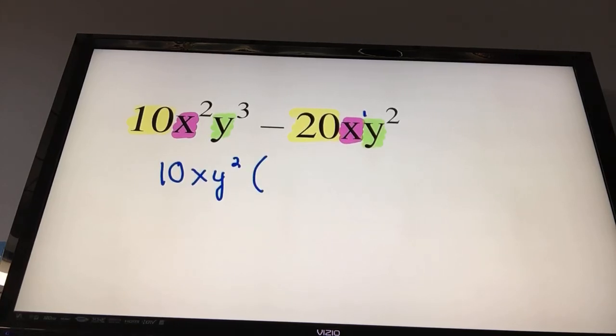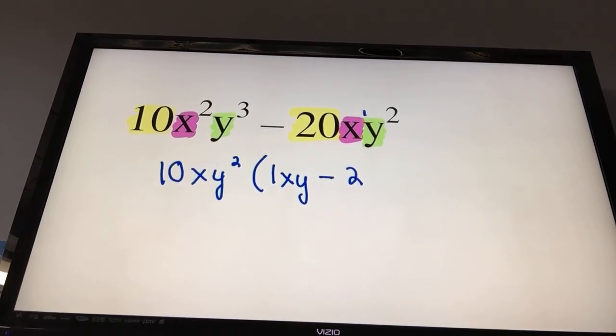And I divide. 10 divided into 10 is 1. X from x squared, so take 1 from 2 leaves me 1. Y squared from y to the third, 2 from the 3 leaves me 1. Minus 10 into 20 is 2. X from x is gone, took it all. Y squared from y squared, took it all.